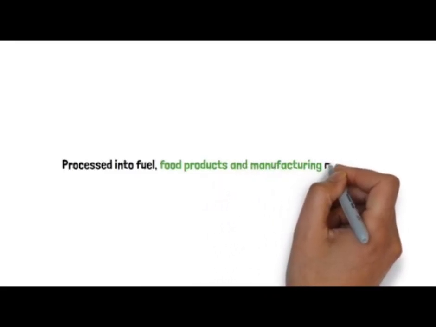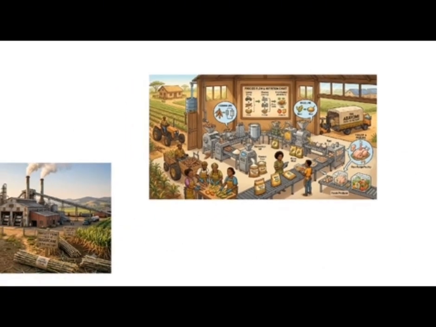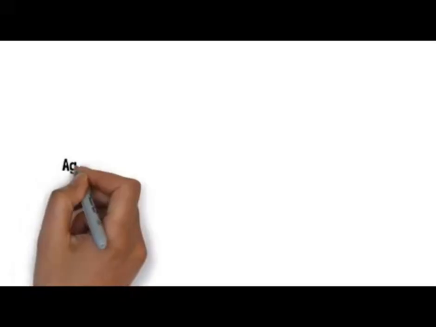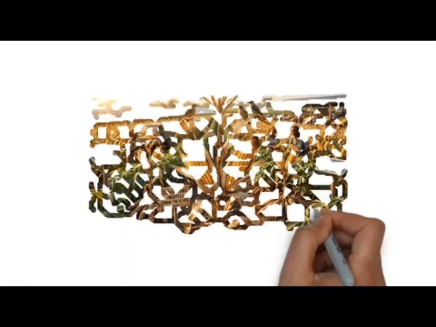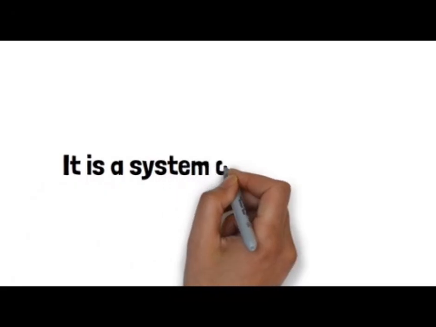Now, as you hear about this range of crops, you might notice something quietly powerful. Many farms grow several of these at once. Crops are not isolated. What feeds people may also feed animals. What grows in the soil may improve other crops that share that land. Agriculture is never just one plant standing alone. It is a system of cooperation.